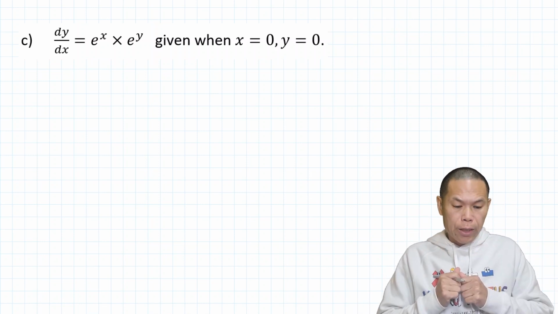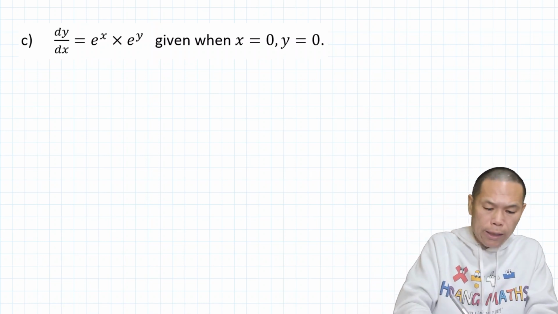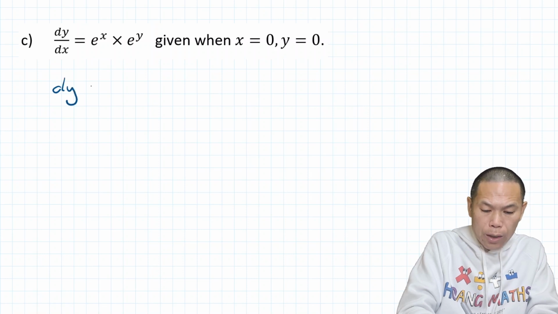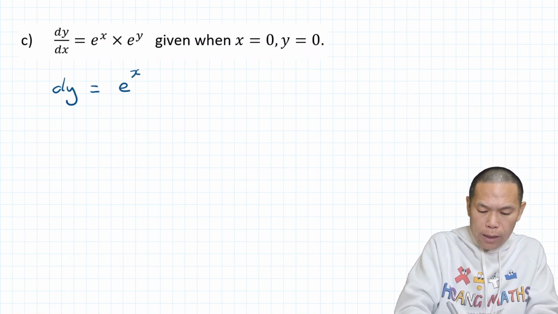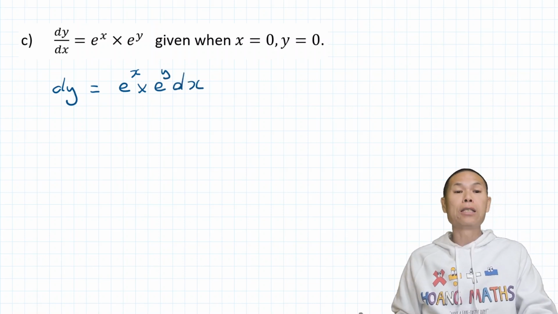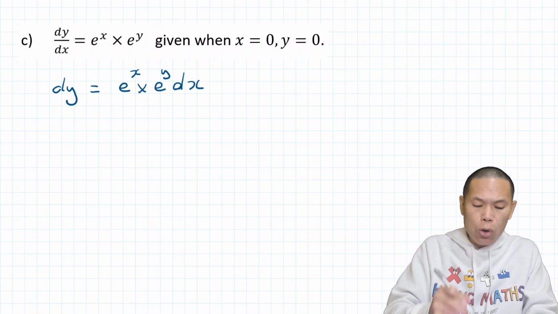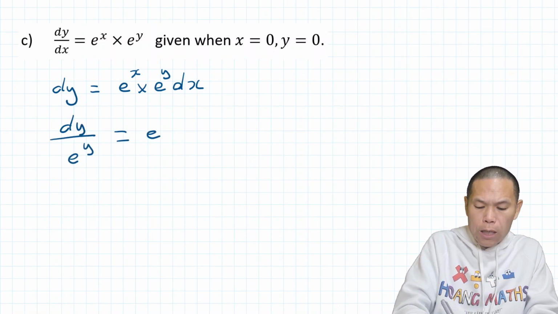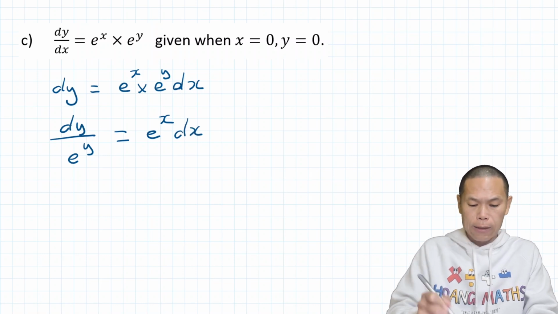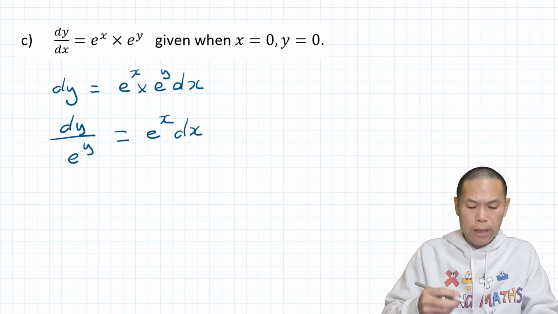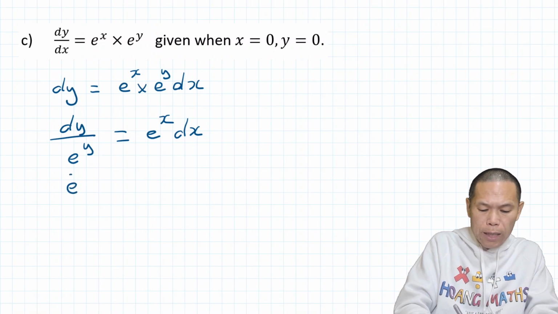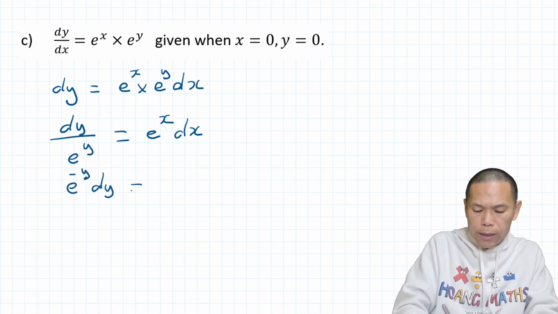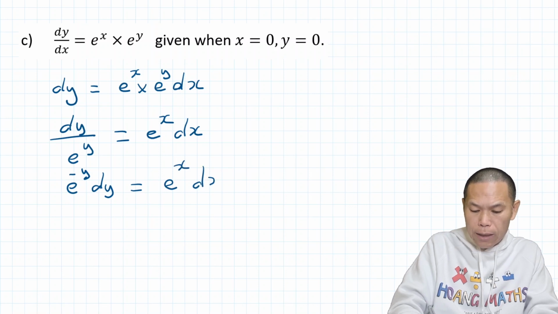Last one. Let me just times dx on both sides. So that means dy is e to the x times e to the y dx. And I divide by e to the y on both sides. So that will give me dy over e to the y is e to the x dx. Then I can bring e to the y up, so it becomes negative. So e to the negative y dy is e to the x dx.